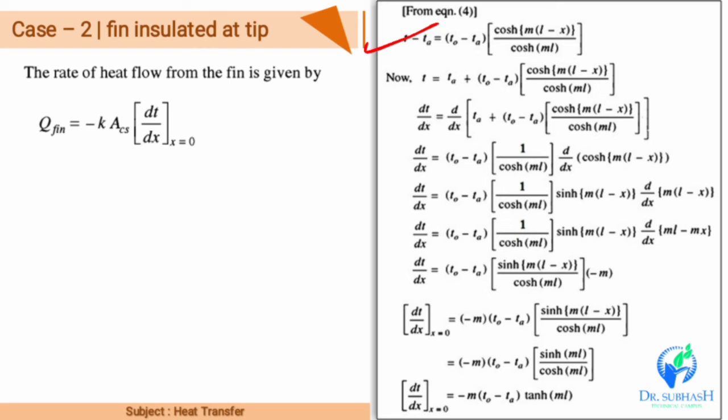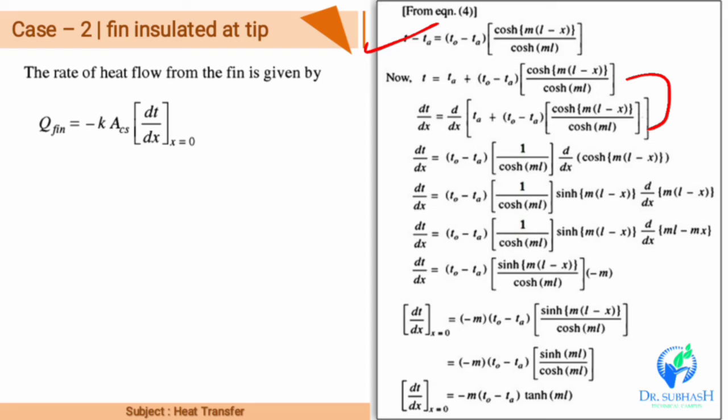Shifting the minus Ta to the right hand side, that is positive. T is equal to Ta plus (T0 minus Ta) cosh m(L - x) divided by cosh mL. Now, differentiate this term for getting the value of dT/dx. So, dT/dx is equal to d/dx of the whole bracket. Take (T0 minus Ta) and 1 upon cosh mL common, and the remaining derivative is d/dx of cosh m(L - x).